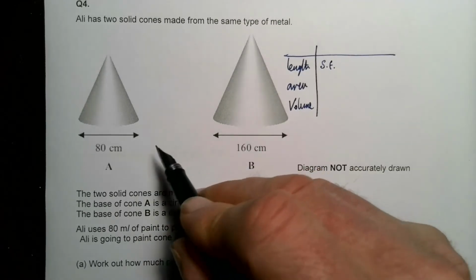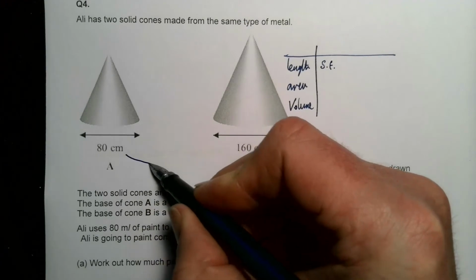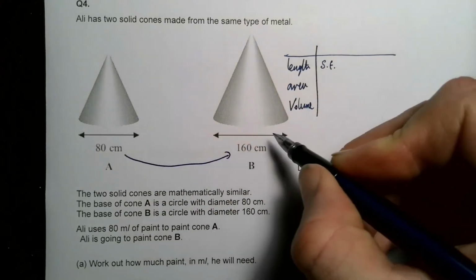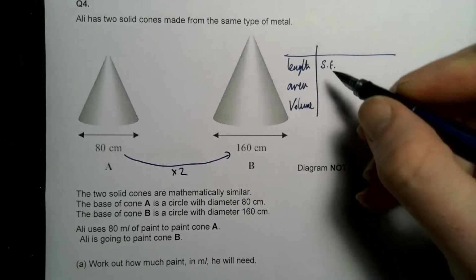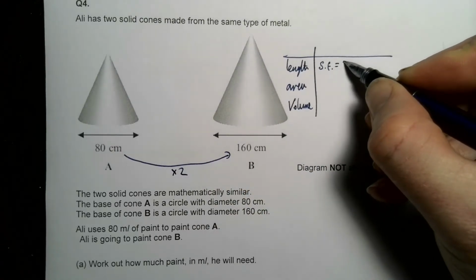Will tell us what it is. And now the scale factor is what you multiply the length by there to get the corresponding one there. 80 times 2 is 160. So that's going to be 2.